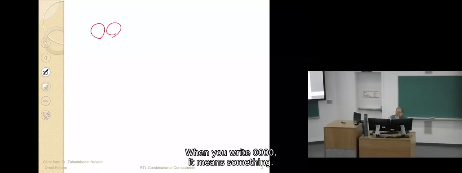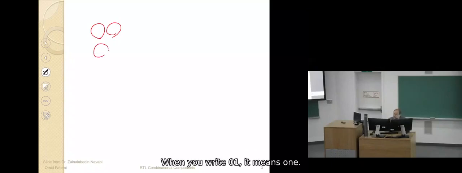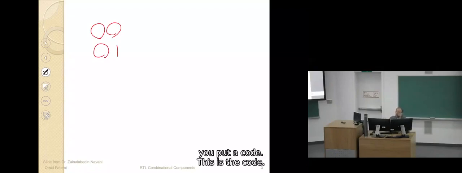The decoder is, when we are talking about binary, do you remember we said we have some kind of coding, for example, BCD, 7-segment coding, ASCII coding, gray coding. Remember that, yeah? And even binary is a coding. When you write 0, 0, 0, 0, it means something. It means 0. When you write 0, 1, it means 1. So you are coding. You put a code.